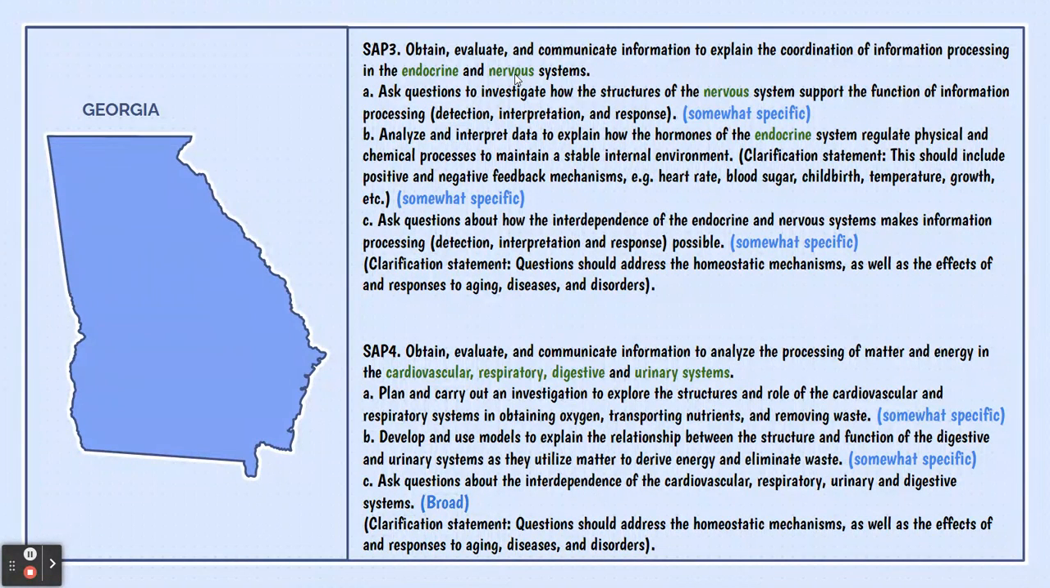And I put somewhat specific for these standards. So SAP 4A right here is to talk about obtaining oxygen, transporting nutrients, removing waste. Great. Those things need to be discussed. Urinary system derives energy and eliminates waste. And then some broad points that they share. Students should be able to ask questions about interdependence, the interdependence of cardio, respiratory, urinary, and digestive. That kind of leaves the teacher open to cover whatever you want.